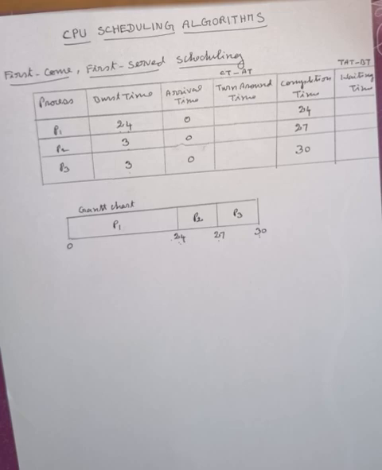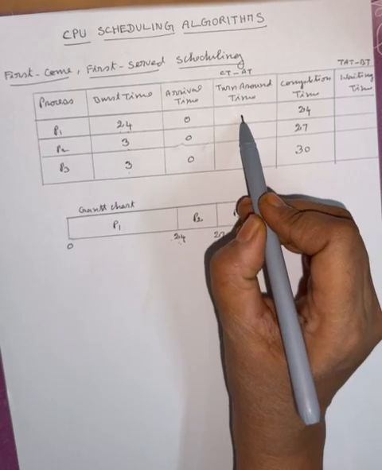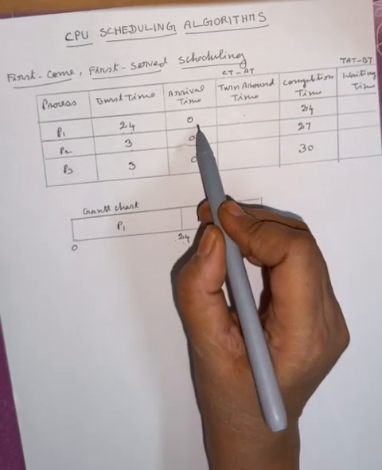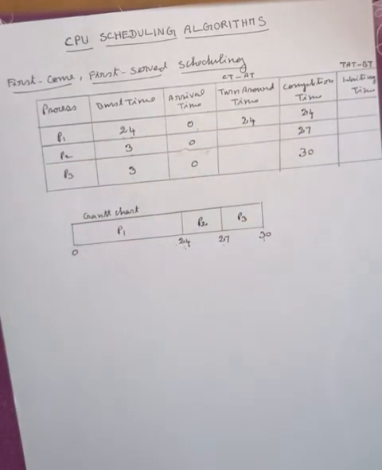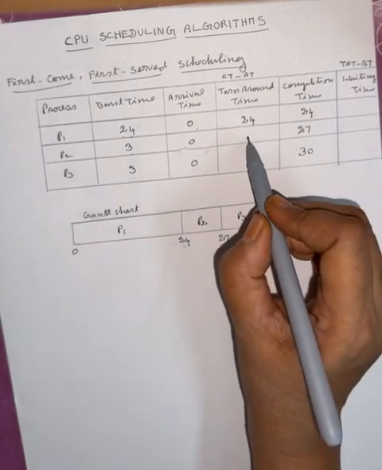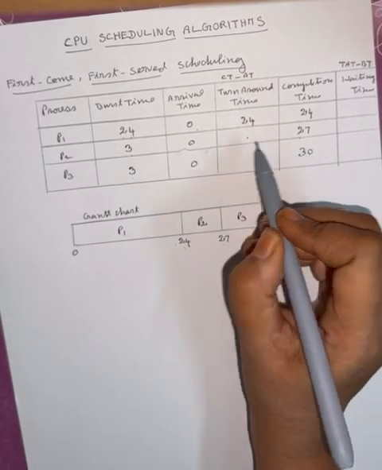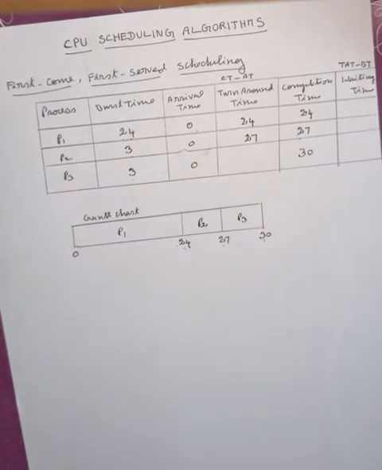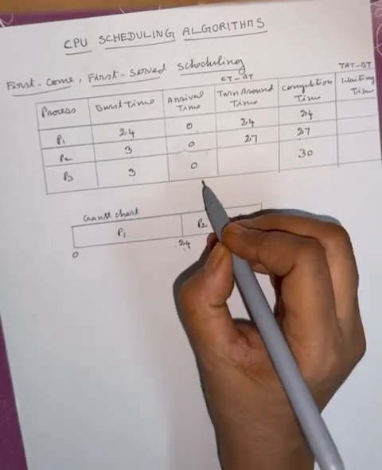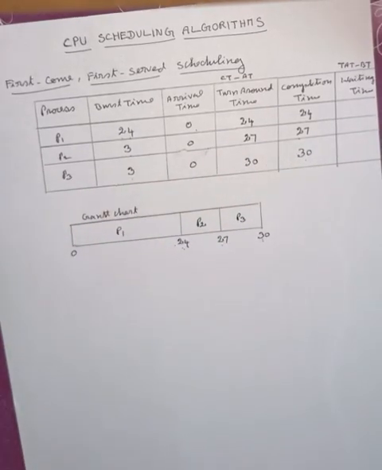Now from the completion time and arrival time, we can calculate turnaround time. The formula for calculating turnaround time is completion time minus arrival time. For the first process P1, the completion time is 24 and arrival time is 0, so turnaround time is 24 minus 0, which is 24. For P2, turnaround time is its completion time 27 minus its arrival time 0, so its turnaround time is 27. For P3, its turnaround time is 30 minus 0, which is equal to 30. In that way, we found the turnaround time of all three processes.